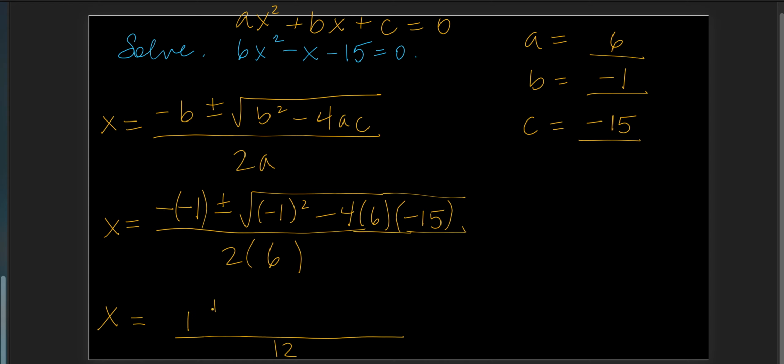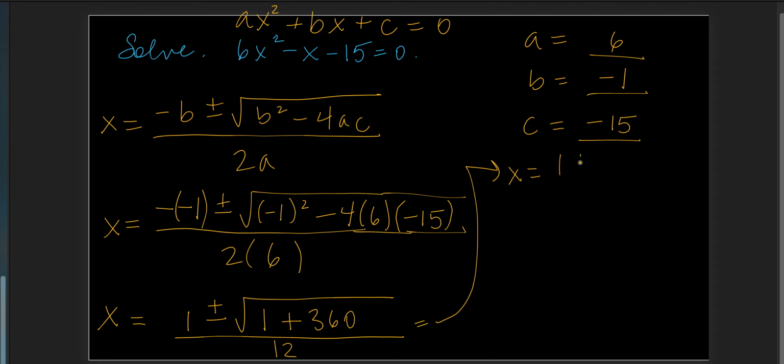-1 like that makes a +1. Plus minus the square root of all this stuff. So -1 squared is 1. Now I've got -4 times 6 times -15, so that's going to be a plus something. So you can take your calculator and figure out what 24 times 15 is. Which is 360. And I'm going to take this up here. So x equals 1 plus or minus the square root of 361.